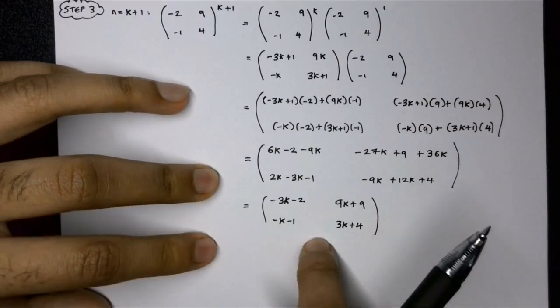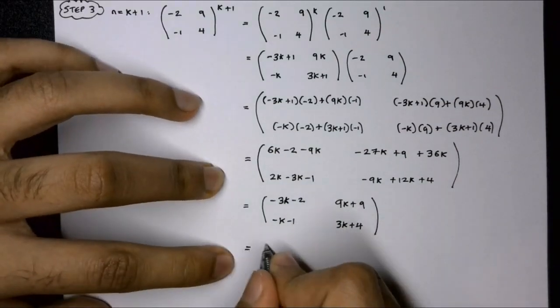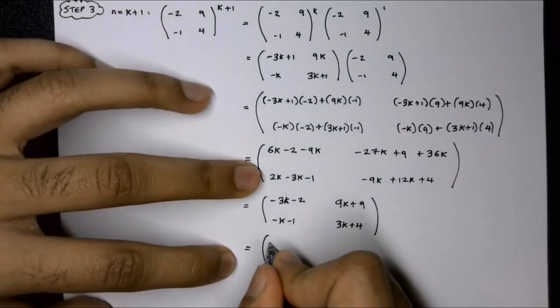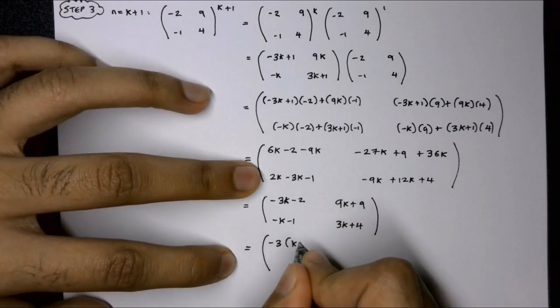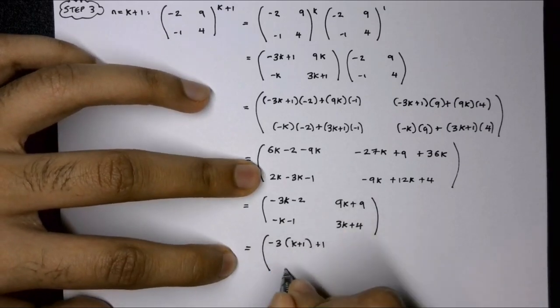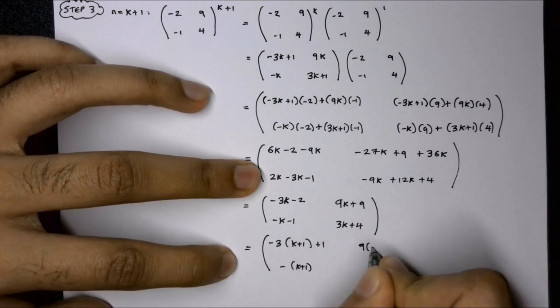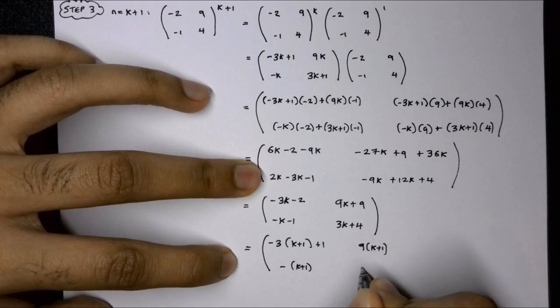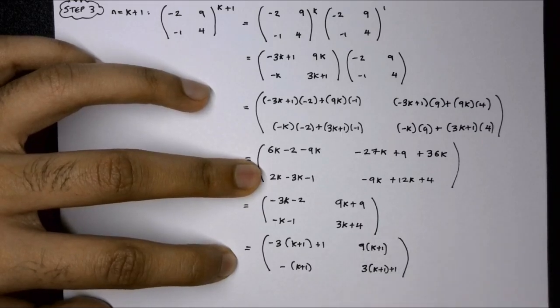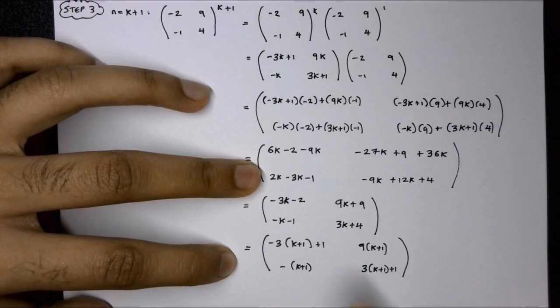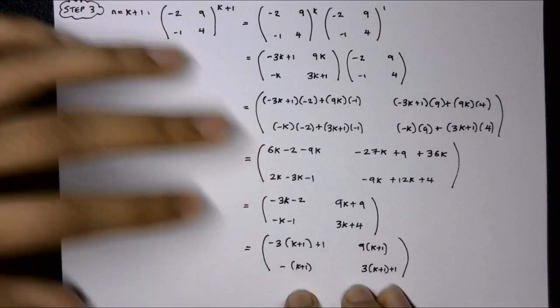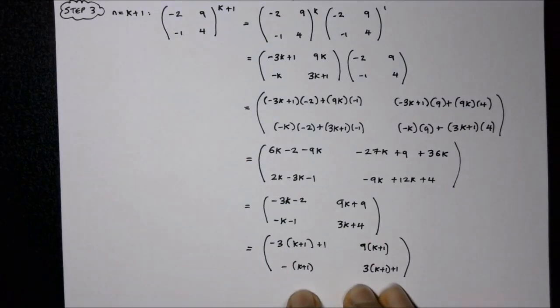So after this, we write down what we want to show, which is we have minus 3 lots of k plus 1, minus k plus 1, 9 lots of k plus 1, and 3 lots of k plus 1 plus 1. This is what we wanted to show. So we can see here that the matrix equation is true for n equals k plus 1.